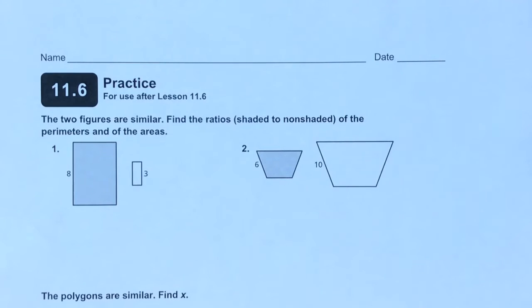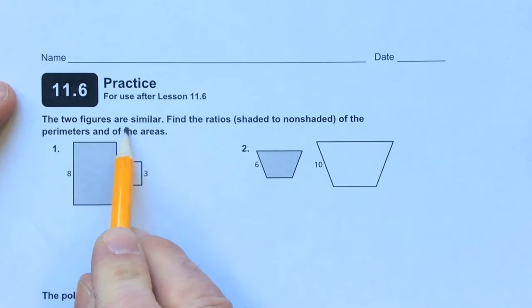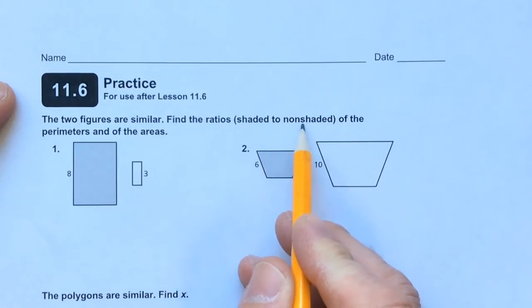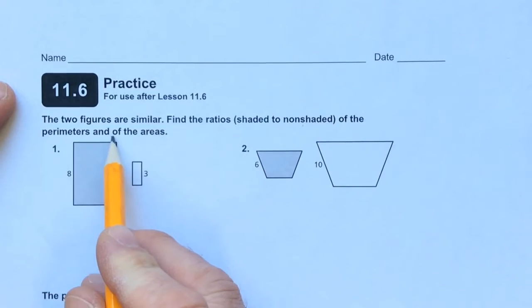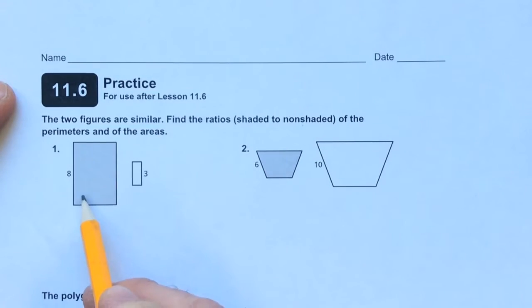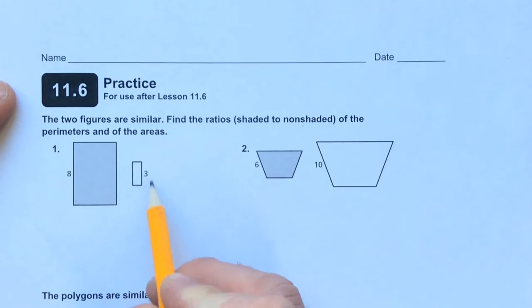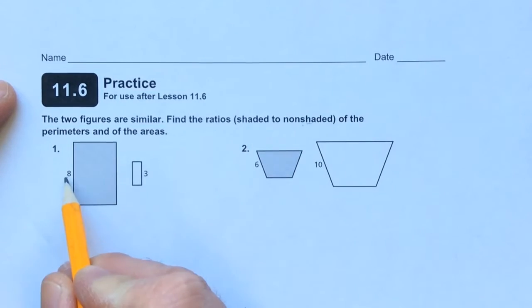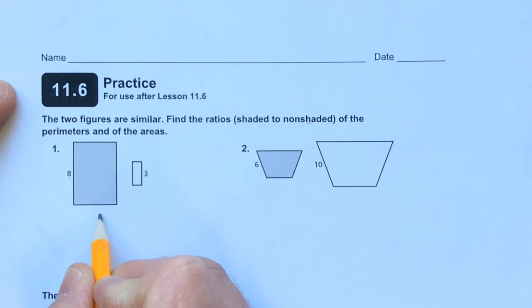All right, this is lesson 11.6, journal page 268, where we're talking about the perimeters and areas of similar figures. It says the two figures are similar. Find the ratios, shaded to non-shaded, of the perimeters and of the areas. Normally I would put the small figure on top, but this says shaded to non-shaded, so I have no choice. It'll be 8 to 3.